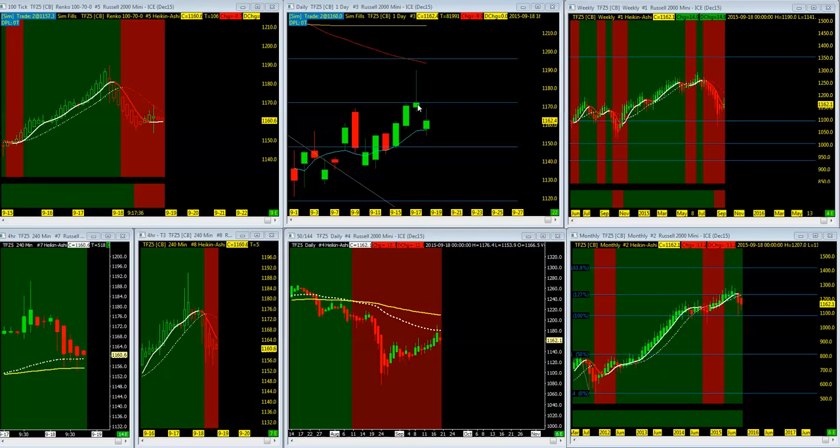What we'll do is we'll look here in a little bit at market profile and volume profile as to where we sit in the big picture.